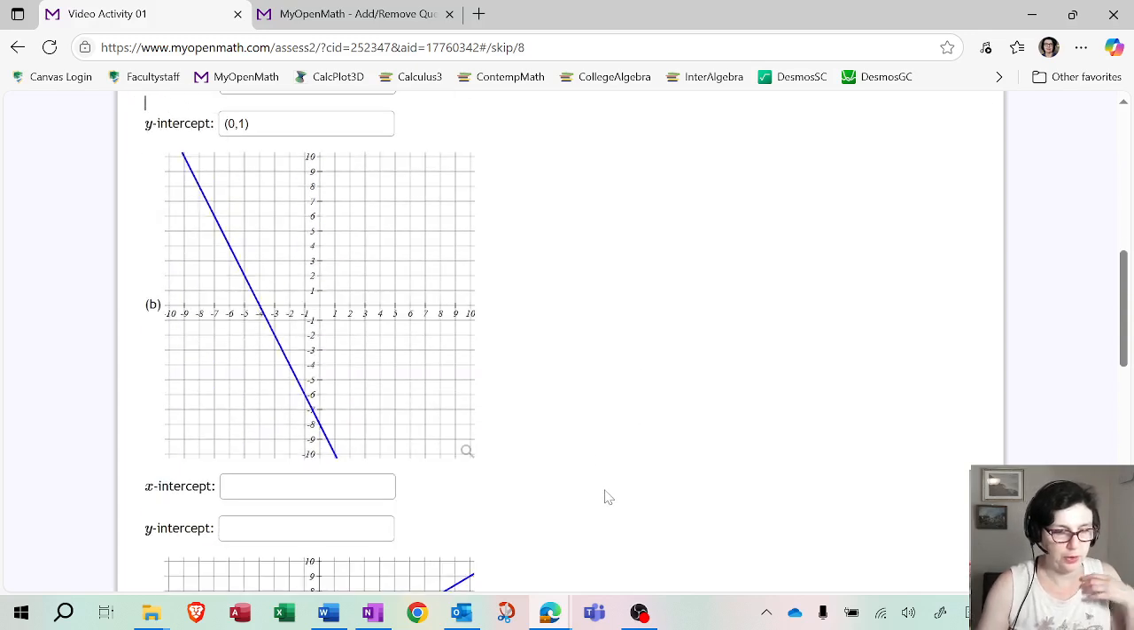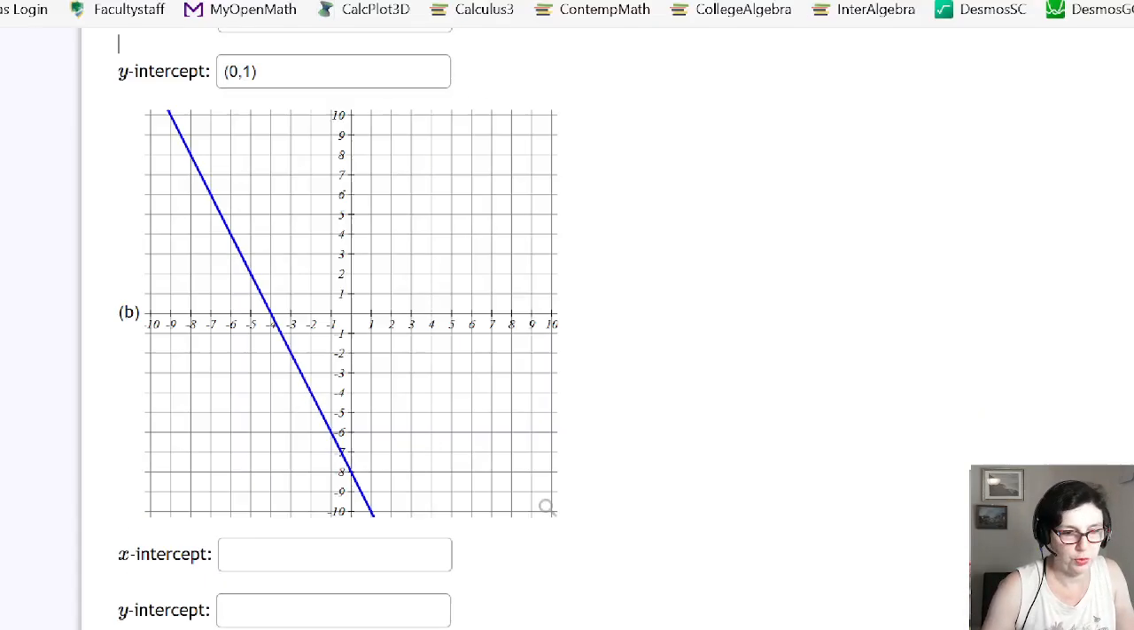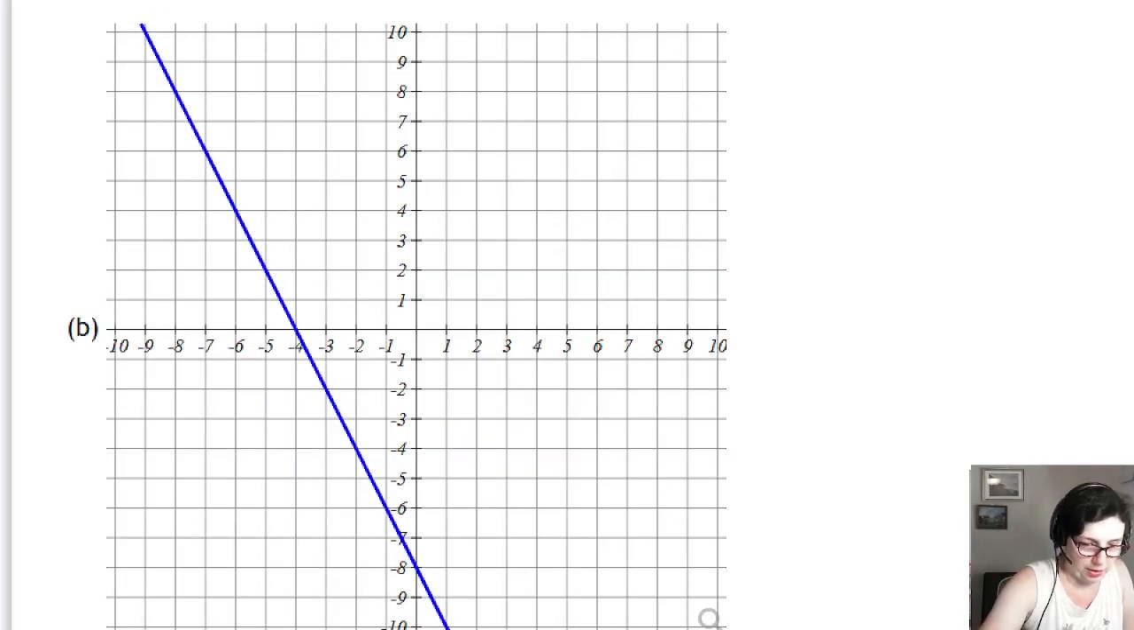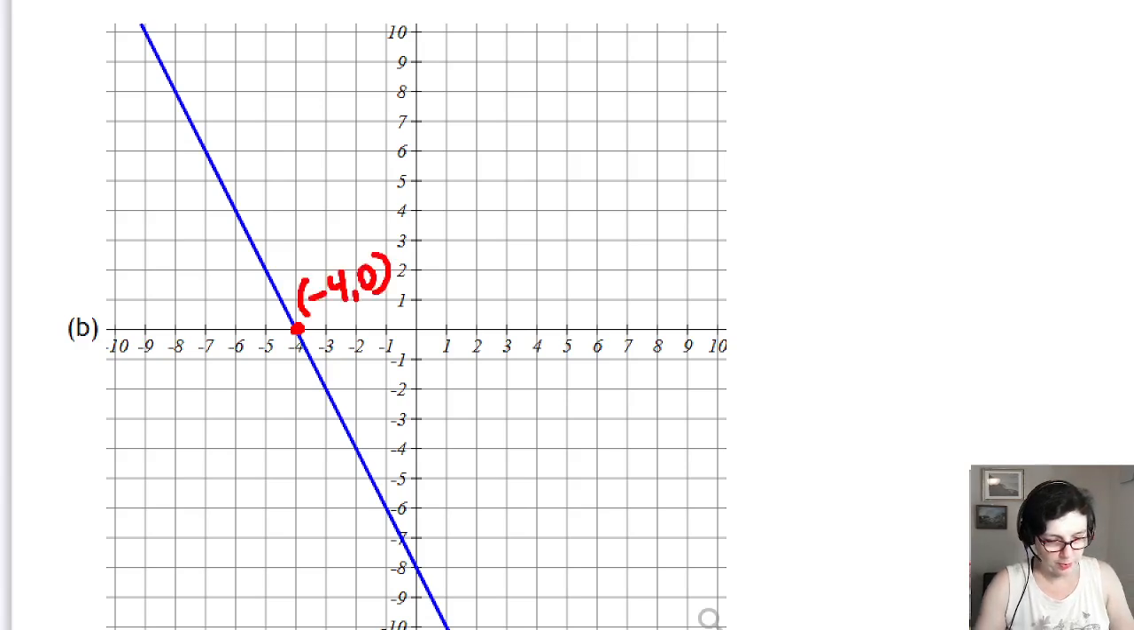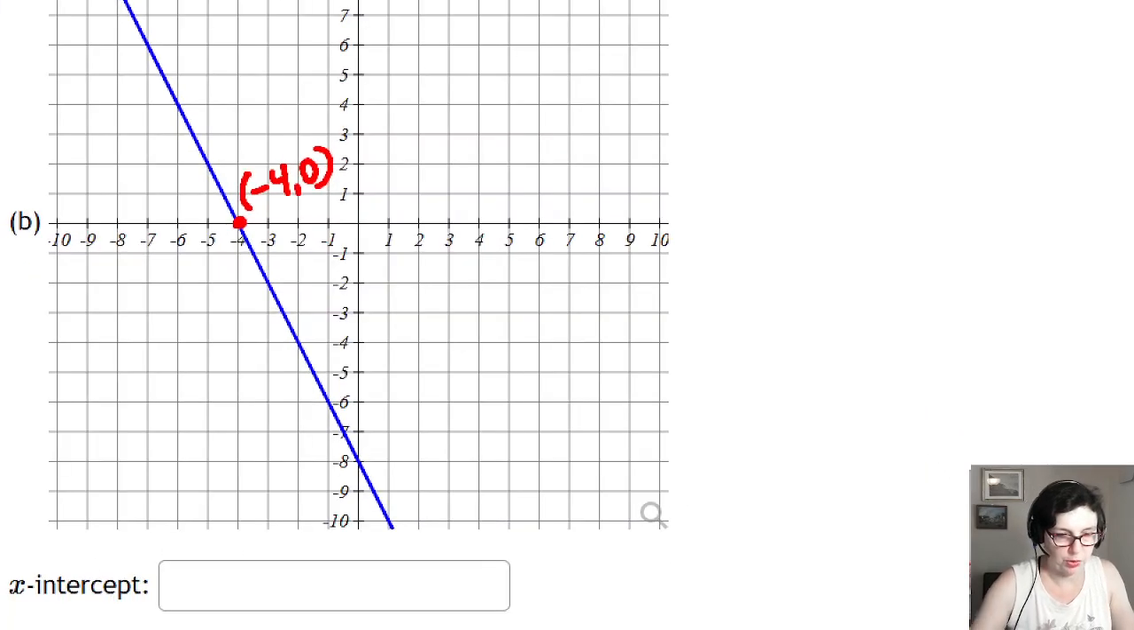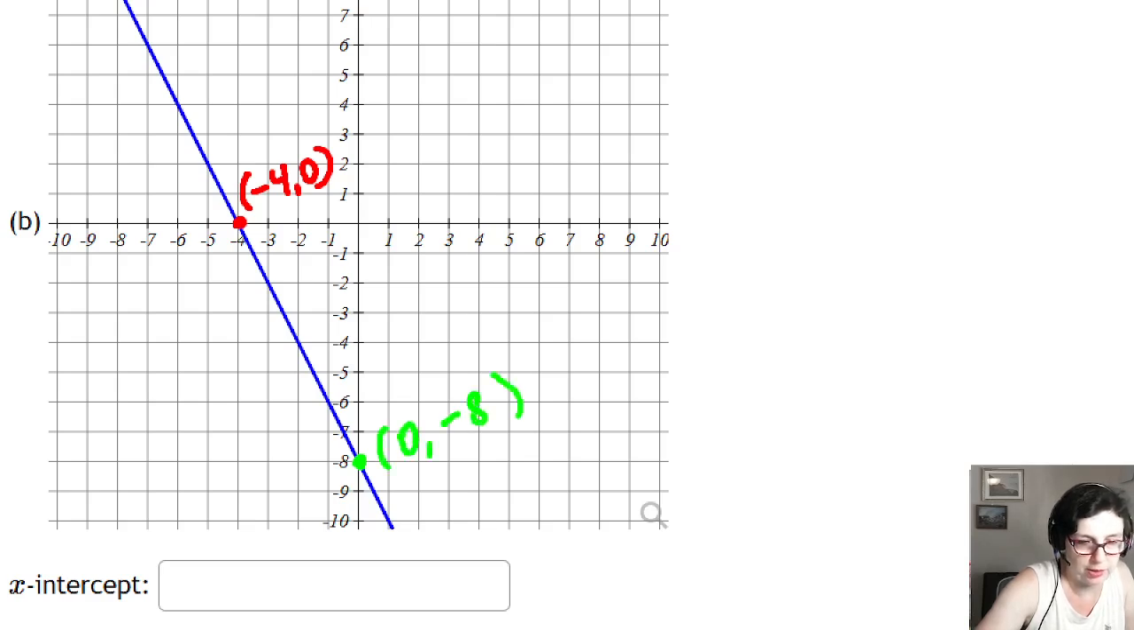And then the other ones are also similar. So for example, maybe I'll just do one more and then have you do the rest. So this one, this is going to be my x-intercept, right? The x-intercept is where it intersects with the x or horizontal axis. So this is going to be (-4, 0). Now, what about the y-intercept? You can see that this is where it intersects with the y-axis. So this is where x is 0, but y is not 0. So that would be (0, -8).